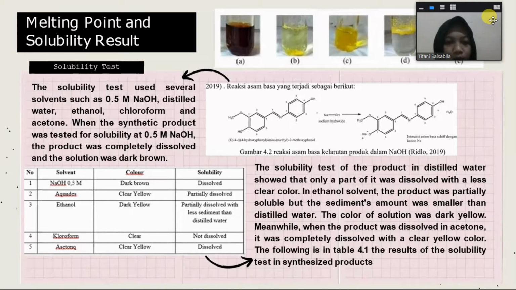Meanwhile, when the product is dissolved in acetone, the product will completely dissolve with a clear yellow color. Acetone can dissolve the product completely because it has almost the same polarity level as the product, namely semipolar, with a polarity value of 0.335.